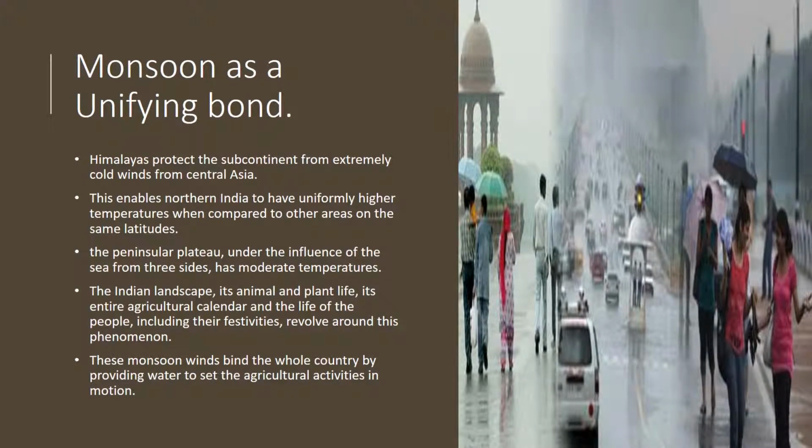Himalayas protect the subcontinent from extremely cold winds from Central Asia. This enables northern India to have uniformly higher temperatures when compared to other areas on the same latitudes. The Peninsular Plateau, under the influence of the sea from three sides, has moderate temperatures. The Indian landscape, its animal and plant life, its entire agricultural calendar and the life of the people, including their festivities, revolve around this phenomenon. These monsoon winds bind the whole country by providing water to set the agricultural activities in motion.